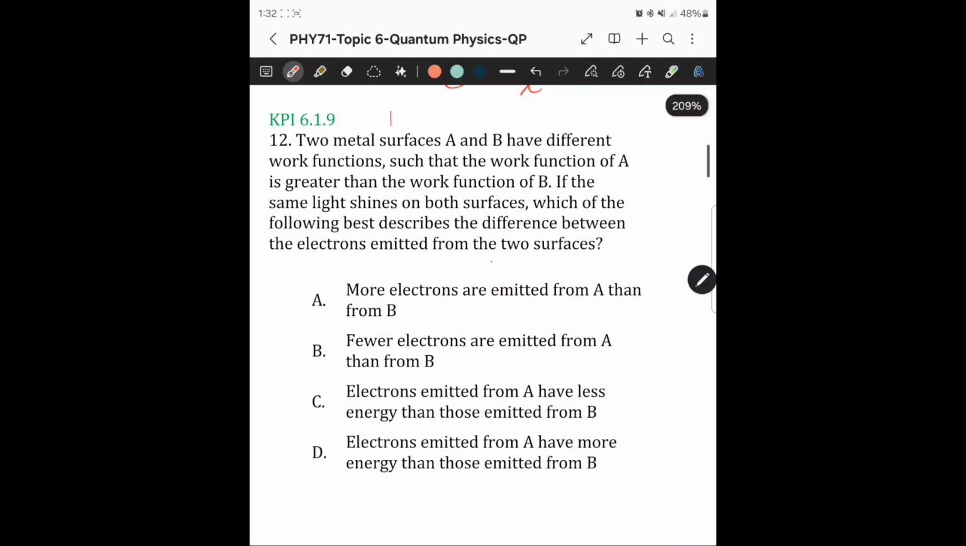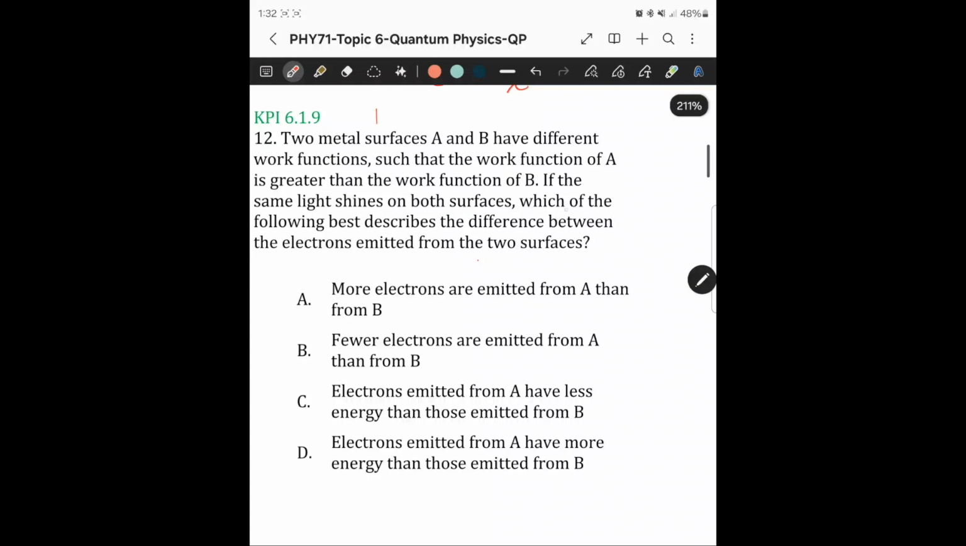Okay, two metal surfaces, A and B, and they are having work functions, very nice. If the same light shines on the surfaces, which one describes the difference between the electrons? More electrons are emitted from A than B. I probably shouldn't have skim read that. Let's read the whole thing again. Two metals, A and B, different work functions. The work function of A is greater than the work function of B. That's what I didn't really read. A needs more energy to leave.